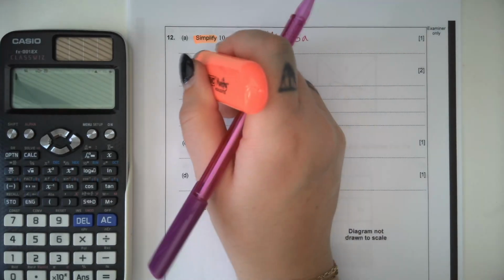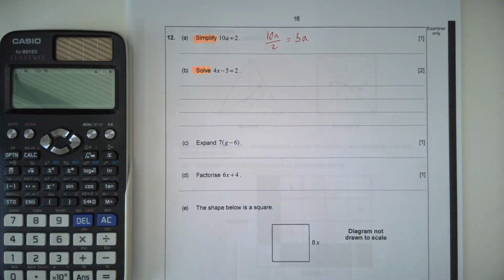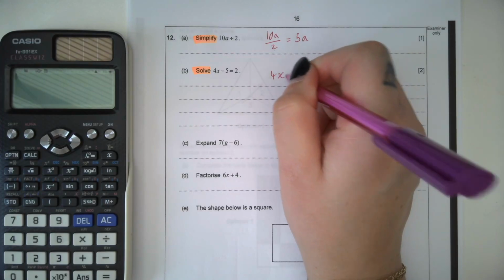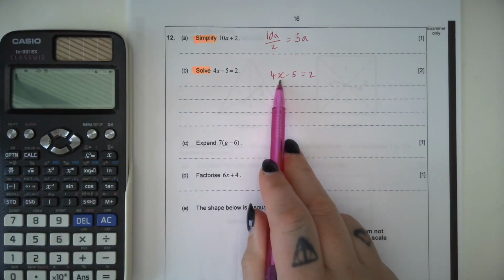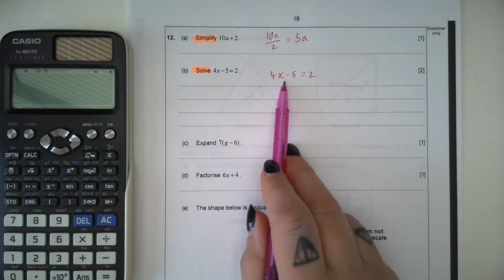Part B. Solve 4x subtract 5 equals 2. We know I like to write this out, so I've got a little bit more space. So I'm aiming to solve for the variable, which is x. So I'm aiming to isolate x.